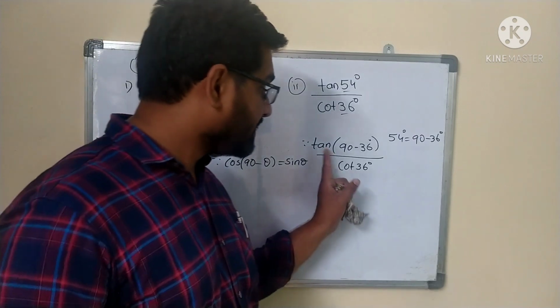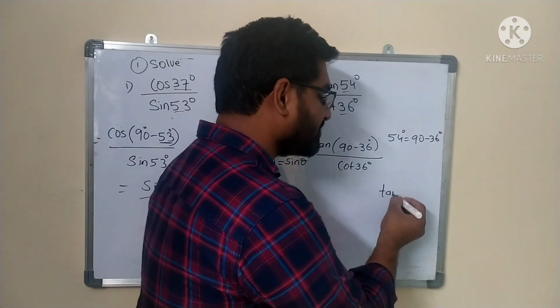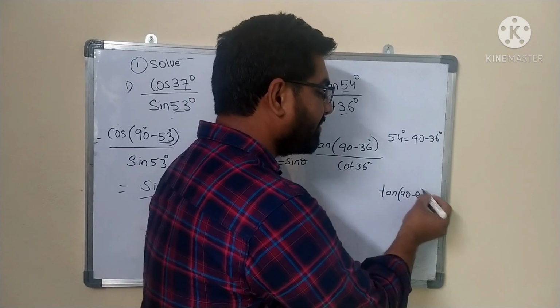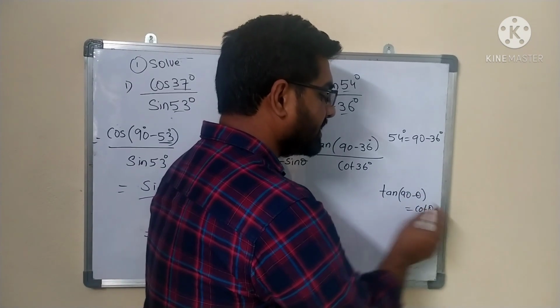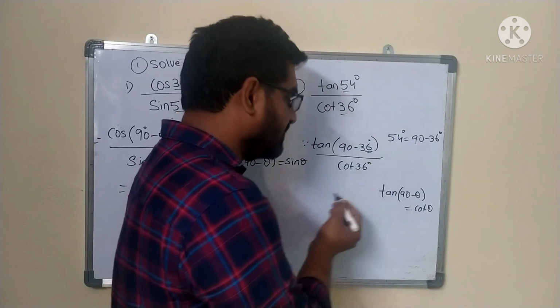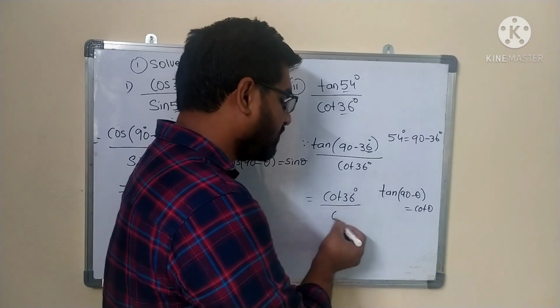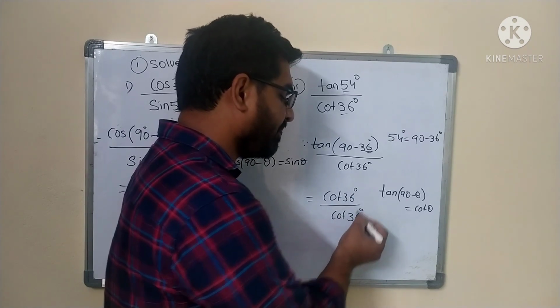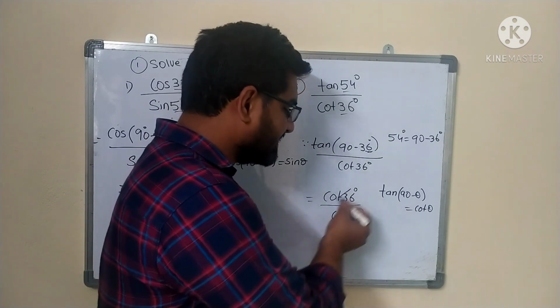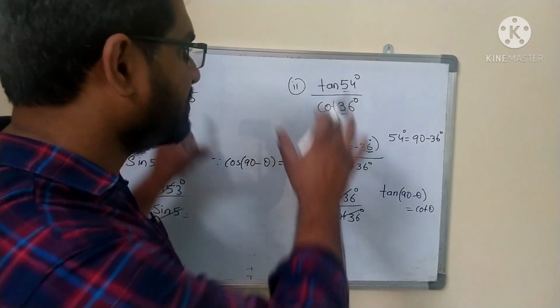Now the complementary angle of tan theta is nothing but tan of 90 minus theta. Tan of 90 minus theta becomes what here? Cot theta. Tan changes to cot. But what is the theta? Which one have we taken? So that is equal to cot 36 degrees by cot 36 degrees. Cot 36 cancels, the answer is 1. So in this way we can solve this problem.